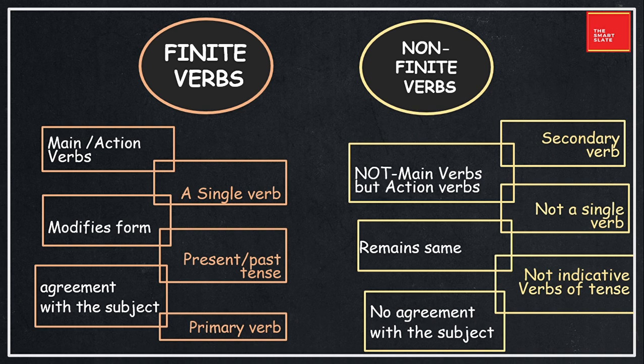That means in a sentence there are finite plus non-finite verbs used together at times. Like you can say, I like cooking, I liked cooking. Like is the finite verb, whereas cooking is the non-finite verb.